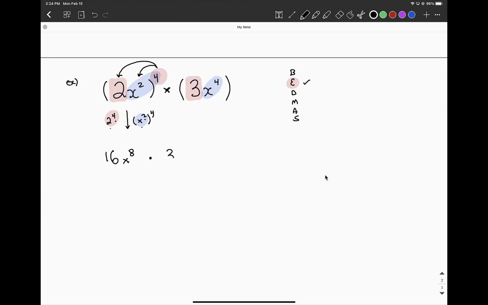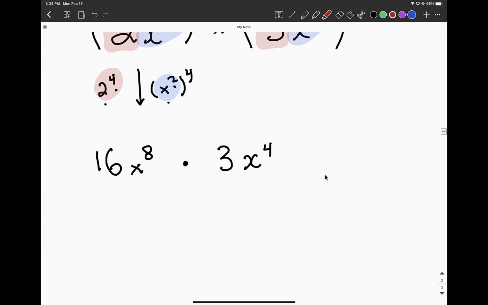The first stage of BEDMAS is complete. The only thing I see left is multiply. We need to multiply these numbers together. However, it is important to note again that we have a standard number multiplied by a standard number. They belong together. They will talk.